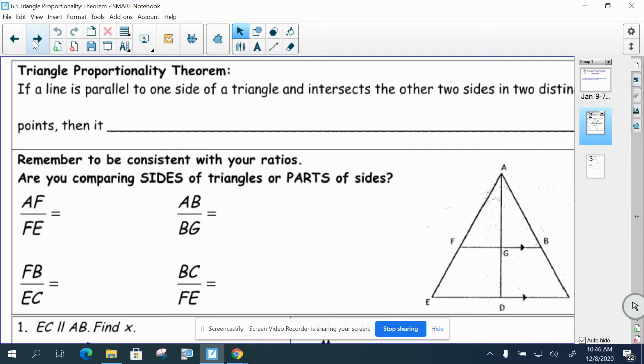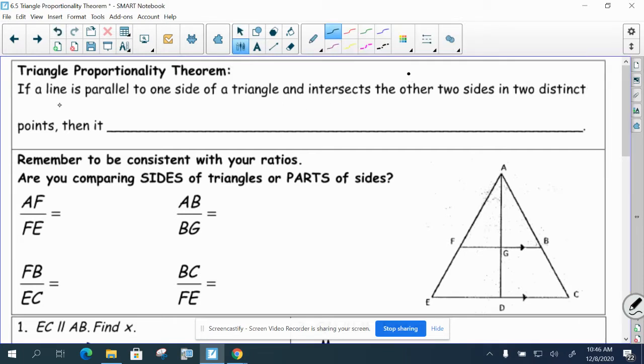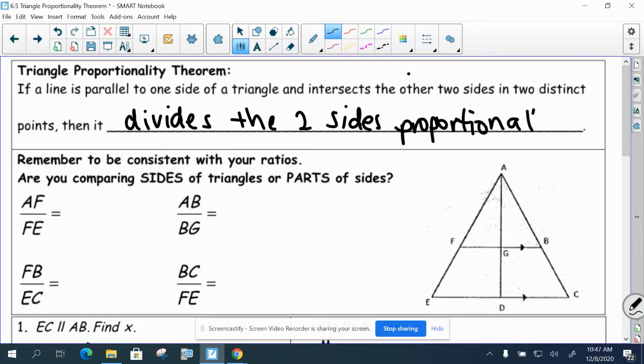It states that if a line is parallel to one side of a triangle and intersects the other two sides in two distinct points, then it divides the two sides proportionally. And we know that when we have proportional sides, we have similar triangles. Also remember to be consistent with your ratios. Are you comparing sides of triangles or parts of sides? After we look at these examples, we'll figure out what that means.